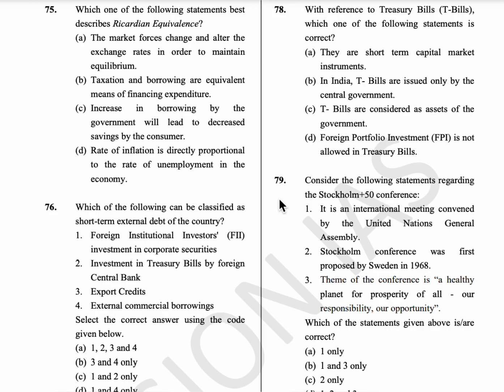Next is T-bills are considered as assets to the government. No, they are not assets, they are liabilities. Next is foreign portfolio investment is not allowed in treaty bills. No, it is also wrong. So only option B is the correct answer.